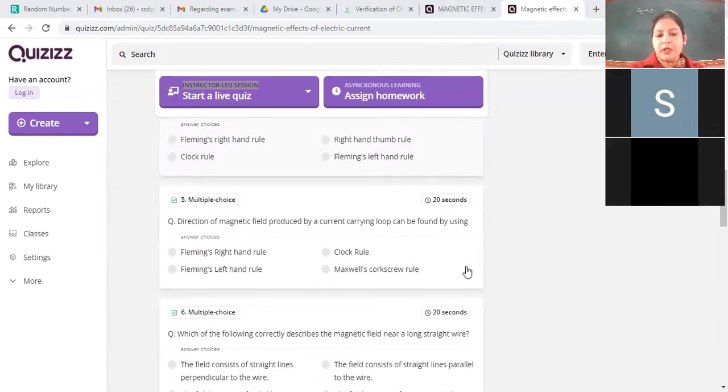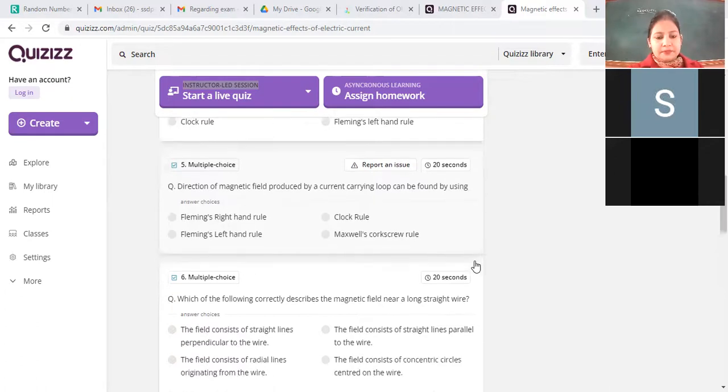Okay, after that, fifth question. Direction of magnetic field produced by current carrying loop can be found by using which rule? Now we have a circular loop, current carrying circular loop. Which rule gives the direction of magnetic field produced by it? This is Maxwell's corkscrew rule. Maxwell's right hand thumb rule is also sometimes called Maxwell's corkscrew rule. It is the same name. Okay? Because if you surf on the net, then right hand thumb rule, they also call it screw rule. And it was given by Maxwell.